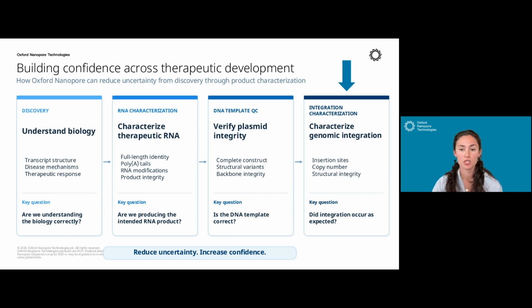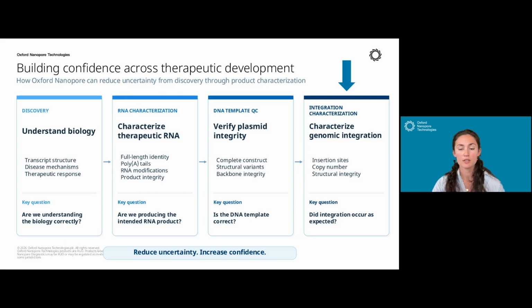As programs mature, that focus shifts from understanding biology to understanding the actual therapeutic product itself. So now we're asking things like whether we're consistently producing the intended RNA molecule and whether we can comprehensively characterize its quality.